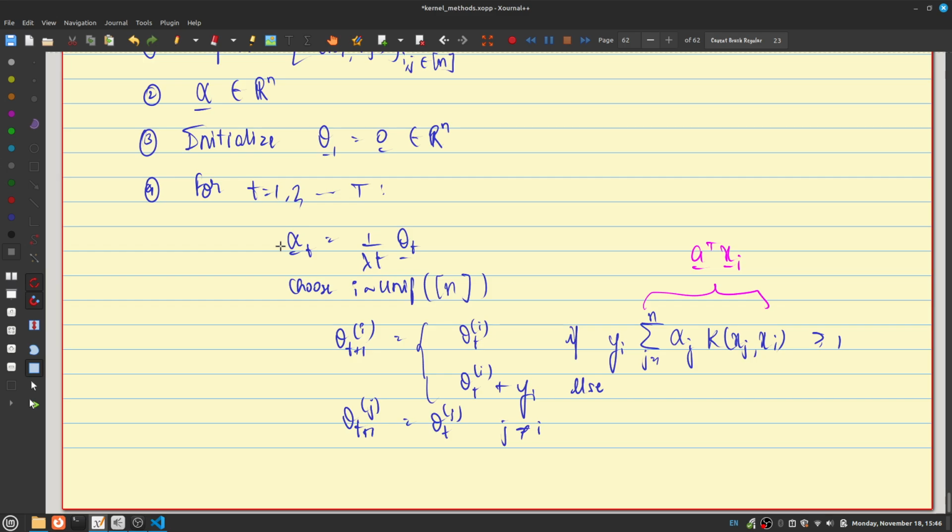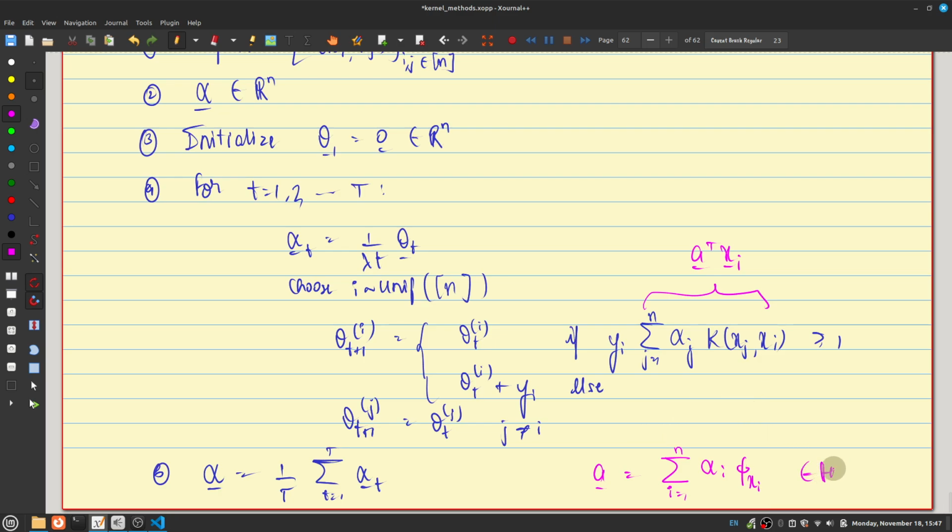So what is the final solution? Your final alpha is 1 over T, summation t equal to 1 to capital T, alpha_t. These are the coefficients, and if you went to the higher dimensional feature space, then your A would just be summation i equal to 1 to n alpha_i times phi(x_i). This A belongs to H. But I never need to work with this A at all. All I need to know are the alpha_i's.